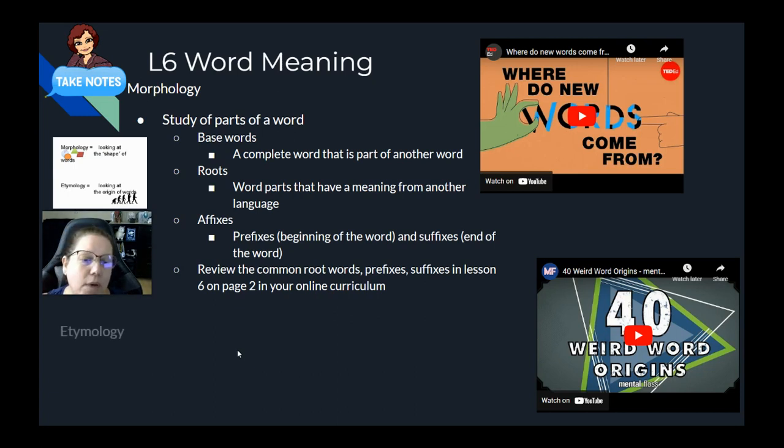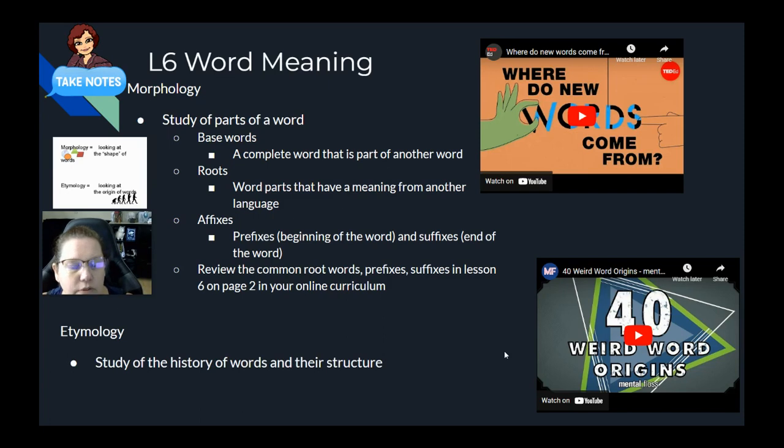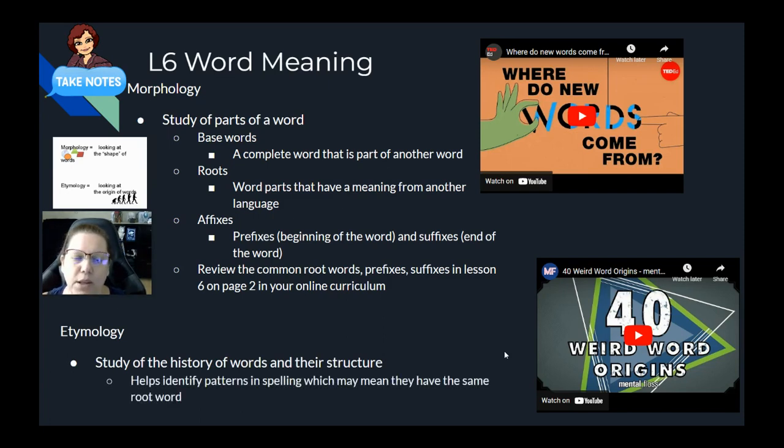Okay, so etymology is basically the study of the history of words and their structure. And this helps to identify patterns in spelling, which may mean that they have the same root word. So breaking apart words and looking at where words came from really helps us to understand the word meanings and helps us to determine new meanings of words that we may not know.